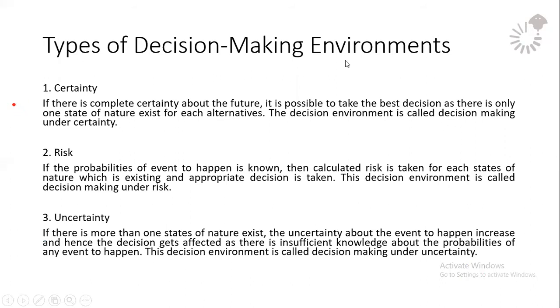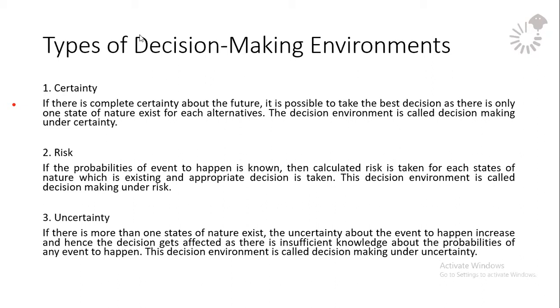Our certainty, please read, John Rex. If there is complete certainty about the future, it is possible to take the best decision as there is only one state of nature that exists for each alternative. The decision environment is called decision making under certainty. Okay, thank you, John Rex.